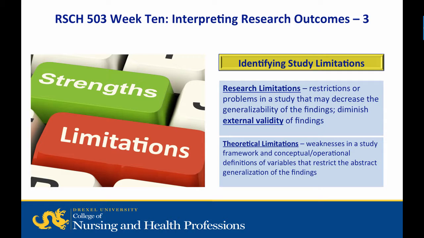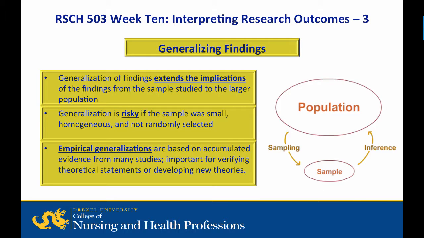Once completed, an investigator reviews a study's strengths and limitations. Recall that research limitations are restrictions or problems in a study that may decrease the generalizability of the findings. Limitations diminish the external validity of the findings. Theoretical limitations are weaknesses in a study framework and/or conceptual and operational definitions of variables that also restrict the abstract generalization of the findings.